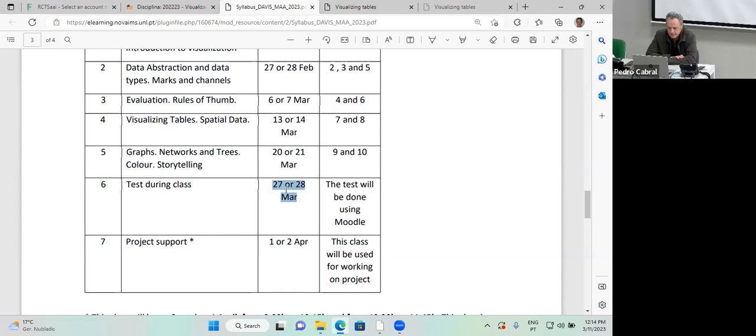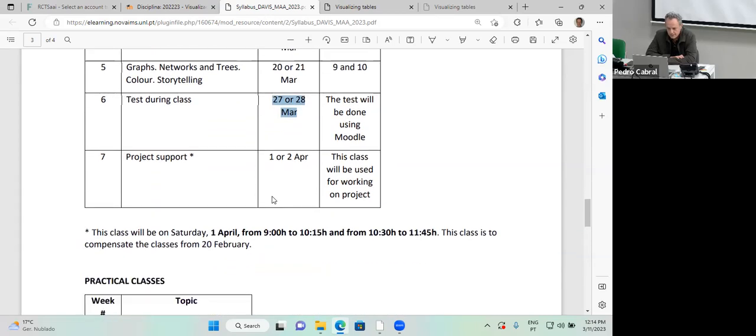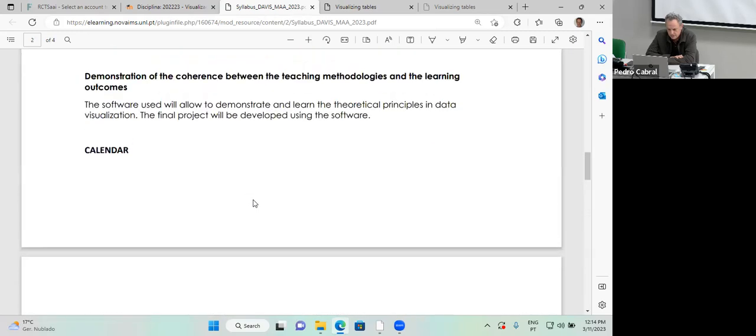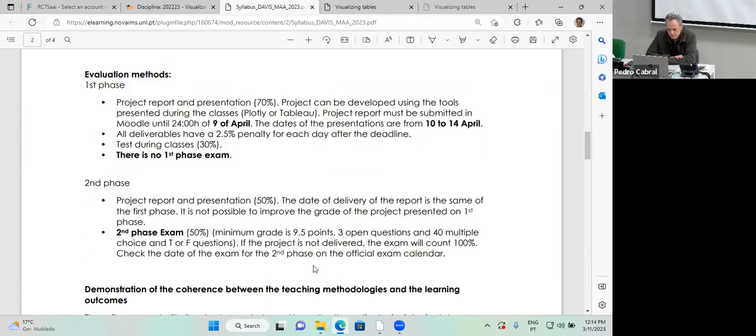Then if you fail, or if you are not happy with the grades, or if you don't deliver the work, you have the final exam, the second phase only. There is no first phase exam. It's only the second phase exam. The second phase exam can be 100% if you didn't deliver the project, which is not recommended, or it can be 50% for the project and 50% for the exam. Any questions?